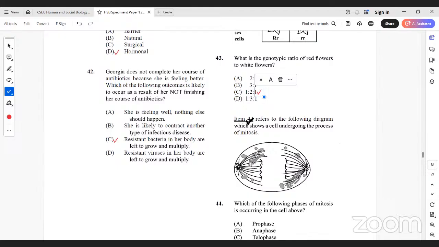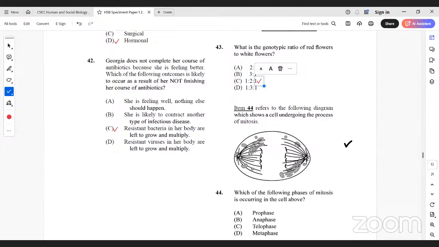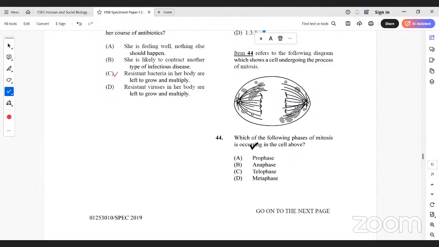Item 44 refers to the following diagram, which shows a cell undergoing a process of mitosis. Which of the following phases of mitosis is occurring in the cell above? I hope everyone is realizing we really start like asking this question. And this was even in this year's paper 2, where they had the cell and they drew some different phases of cell division. So which one is this?